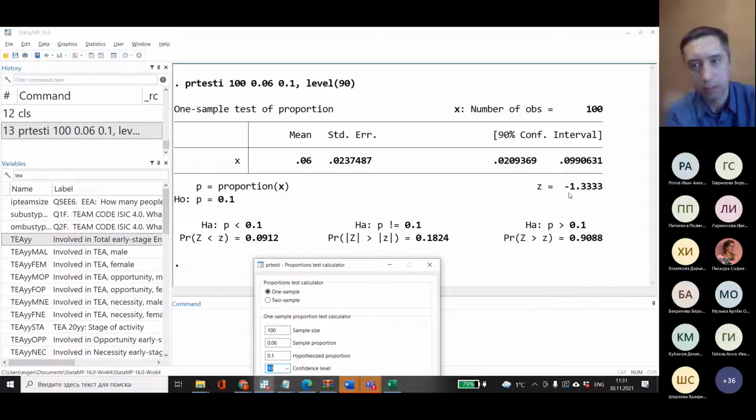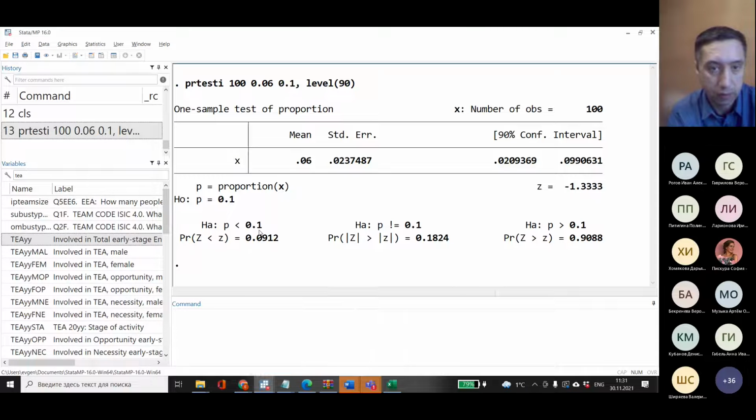And look, now we have exactly the same Z statistic, and we have different p-values. For sure, now we have to find the right alternative hypothesis. It is our left alternative hypothesis, and we see that we have to reject the null hypothesis at the 10% significance level.